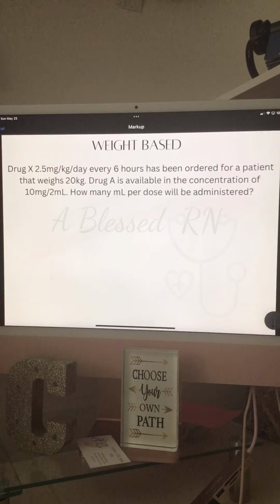Okay, a weight-based one, and this is like what Vicky was talking about earlier, day versus dose. How to figure out how to use the goal to see what it is that you need, okay? So drug X, 2.5 milligrams per kilogram per day, every 6 hours, has been ordered for a patient that weighs 20 kilograms. Drug X is available in the concentration of 10 milligrams per 2 milliliters. How many milliliters per dose will be administered? So what is the goal? Okay. What is the goal?